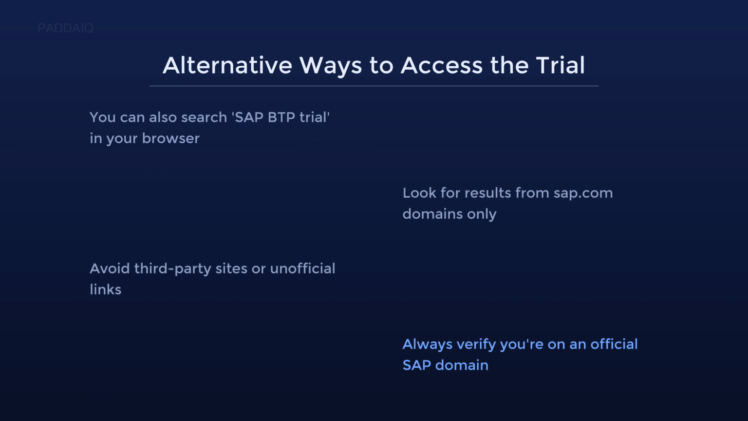Always verify you are on an official SAP domain. This means checking the website address ends with sap.com before entering login details. For example, when accessing the trial, ensure the URL is trials.sap.com, not a lookalike site. This simple step protects your account from unauthorized access and keeps your trial environment secure.